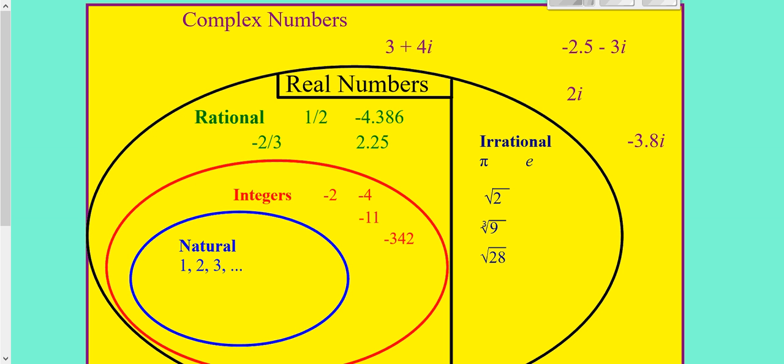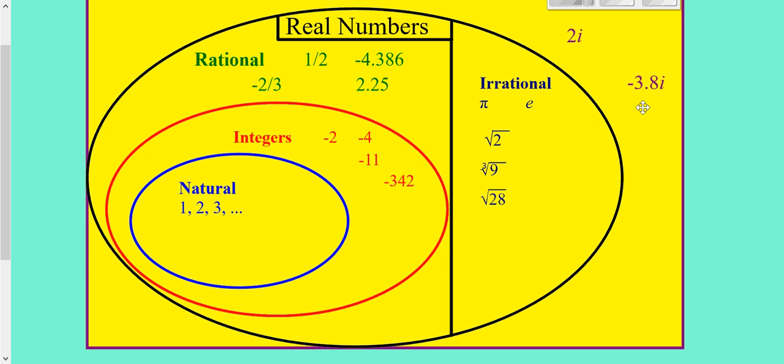Pictorially, it would be represented like this. Everything in the big purple would be a complex number. Inside that would be real numbers, which are divided into two groups, the irrational and the rational. And then over here, a subgroup of the rational would be integers, and then a subgroup of the integers would be natural numbers.